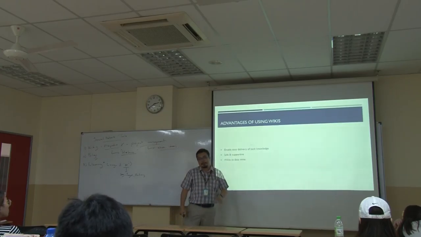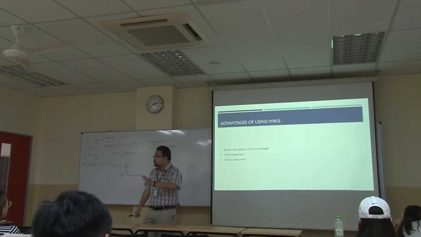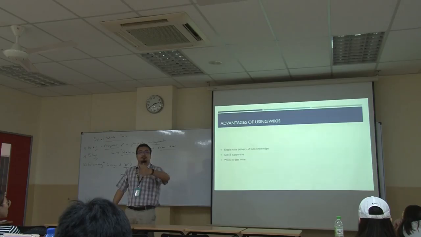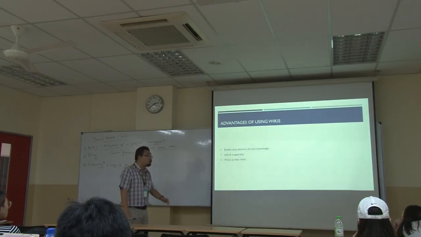IBM, as an example, is an organization that often uses Wiki as a means to help other organizations build a knowledge library of skill-based knowledge. Right? And they are very good at it.